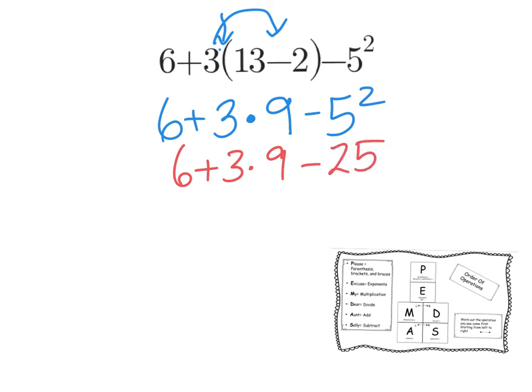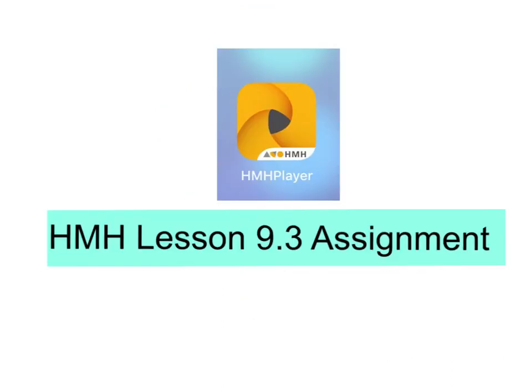Right, now I have some multiplication that I need to solve, so I'm going to leave 6 plus 3 times 9 is 27 minus 25. Okay, and now I have addition and subtraction. I'm just going to work from left to right. So 6 plus 27 is 33. Now I need to subtract that 25, and I end up with my final answer.